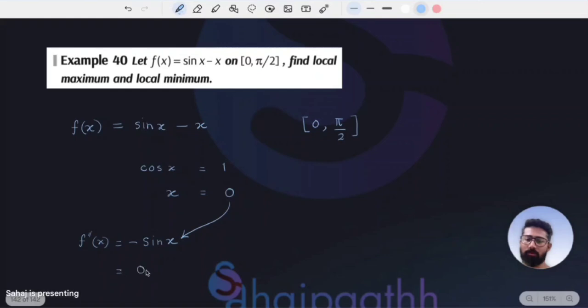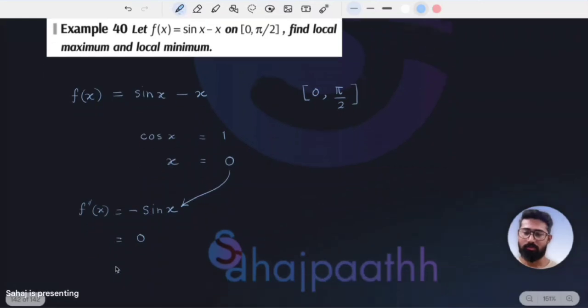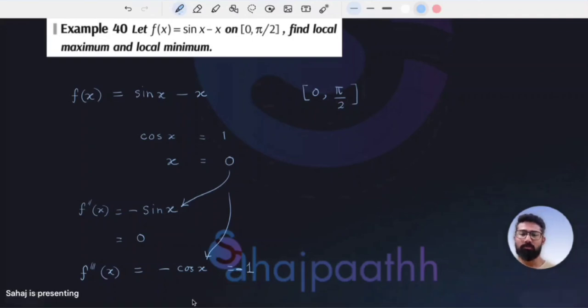So you don't know as of yet, because 0 has no sign. You have to keep on taking derivatives until you get a non-zero value. So again, I have to do f triple prime x, which will be minus cos x. Now you put in this value, and you get minus 1, which would be the maxima value.